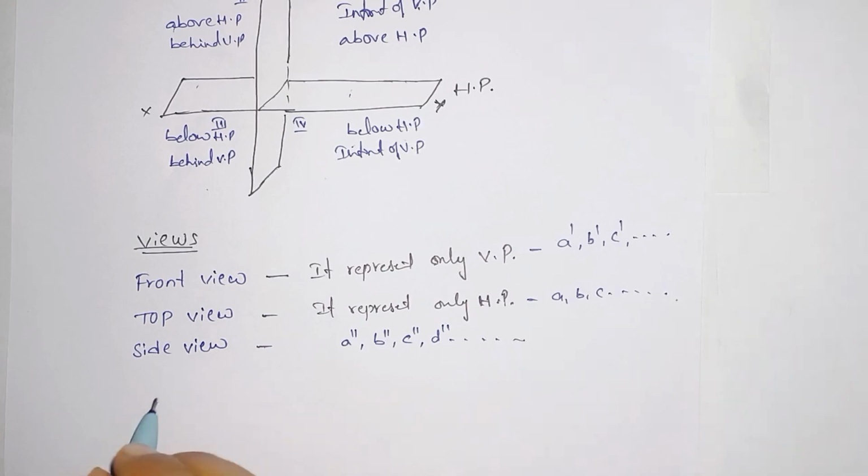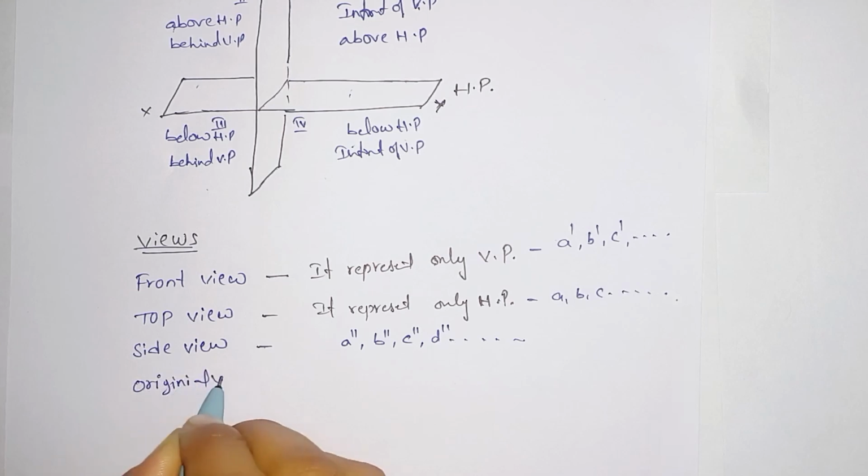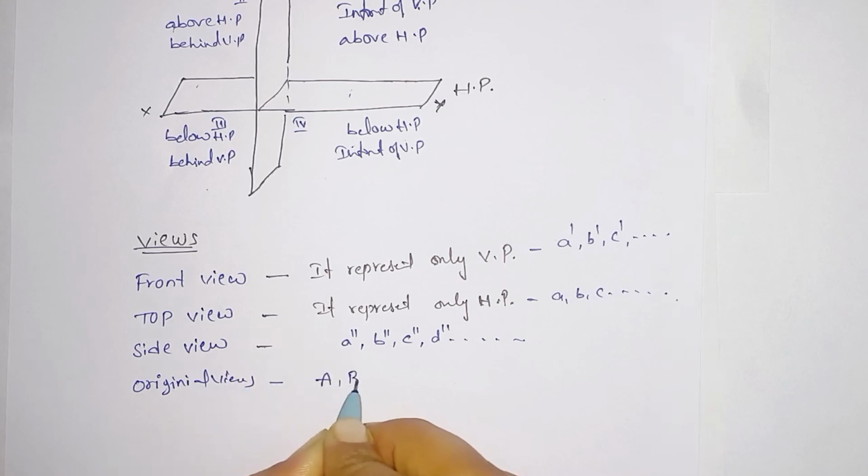There is one more representation: original views. For original views, you mention capital A, capital B, capital C, capital D, and so on. You have to represent the original names. These are the front views, top views, side views and original views.